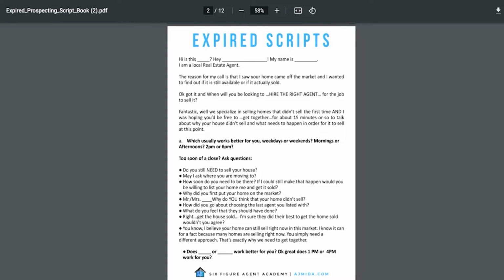If they say it's still available, then you go into the, "Okay, got it. When will we be looking to hire the right agent?" Usually they're just like, "We took our home off the market. We're not going to sell it right now." So then you kind of want to bounce around on the script. If they're like, "We took it off the market, not going to sell right now," I would go down to the second bullet point and I would ask, "May I ask where you're moving to if the home had sold?"